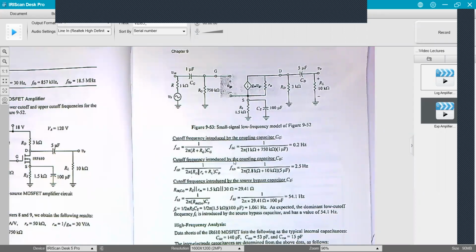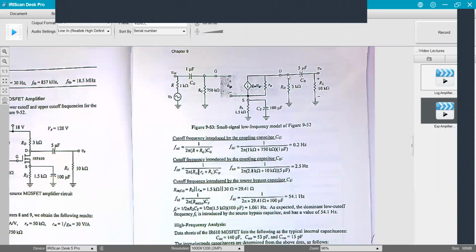Now here, a cutoff frequency introduced by the coupling capacitor C sub D, which couples my load resistance RL to my output, or my drain here. This is actually where I take the output from, but this is how it couples to your drain.